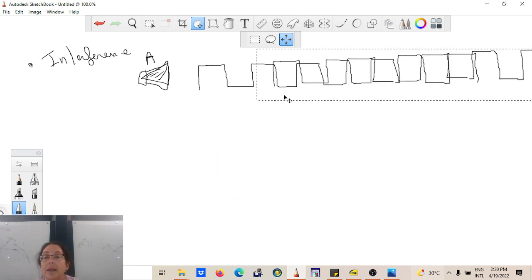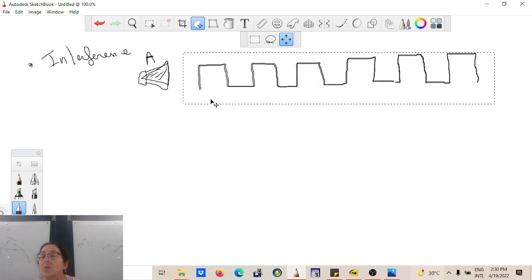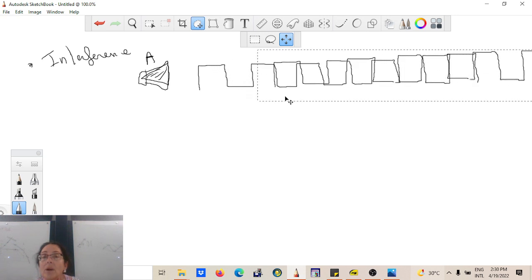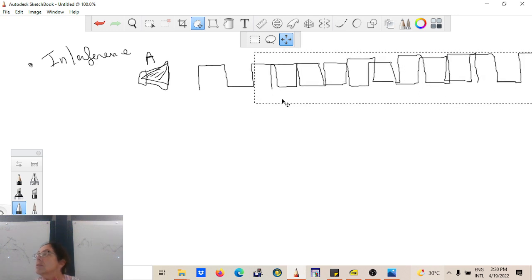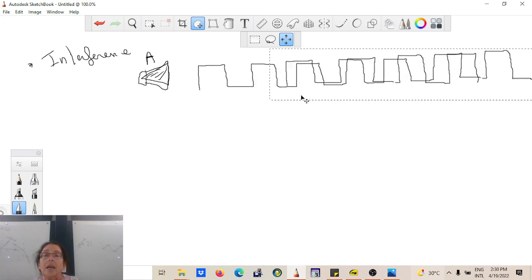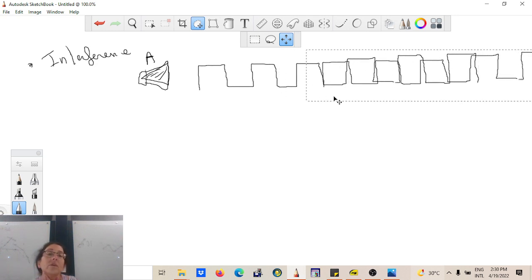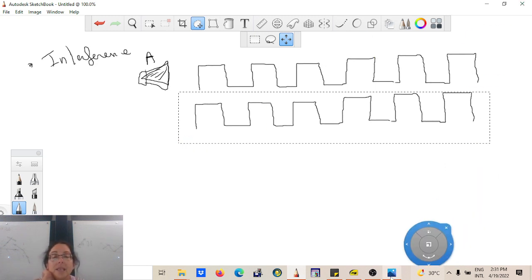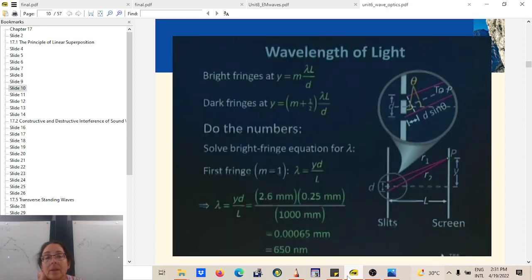Okay, destructive or constructive? So this is zero wavelength. This is half. This is one. And this is 1.5. Constructive or destructive? Destructive, okay? Now I am at two wavelengths, constructive, and then destructive, and so forth and so on, right? So that will explain the math here, if you want to understand the math.